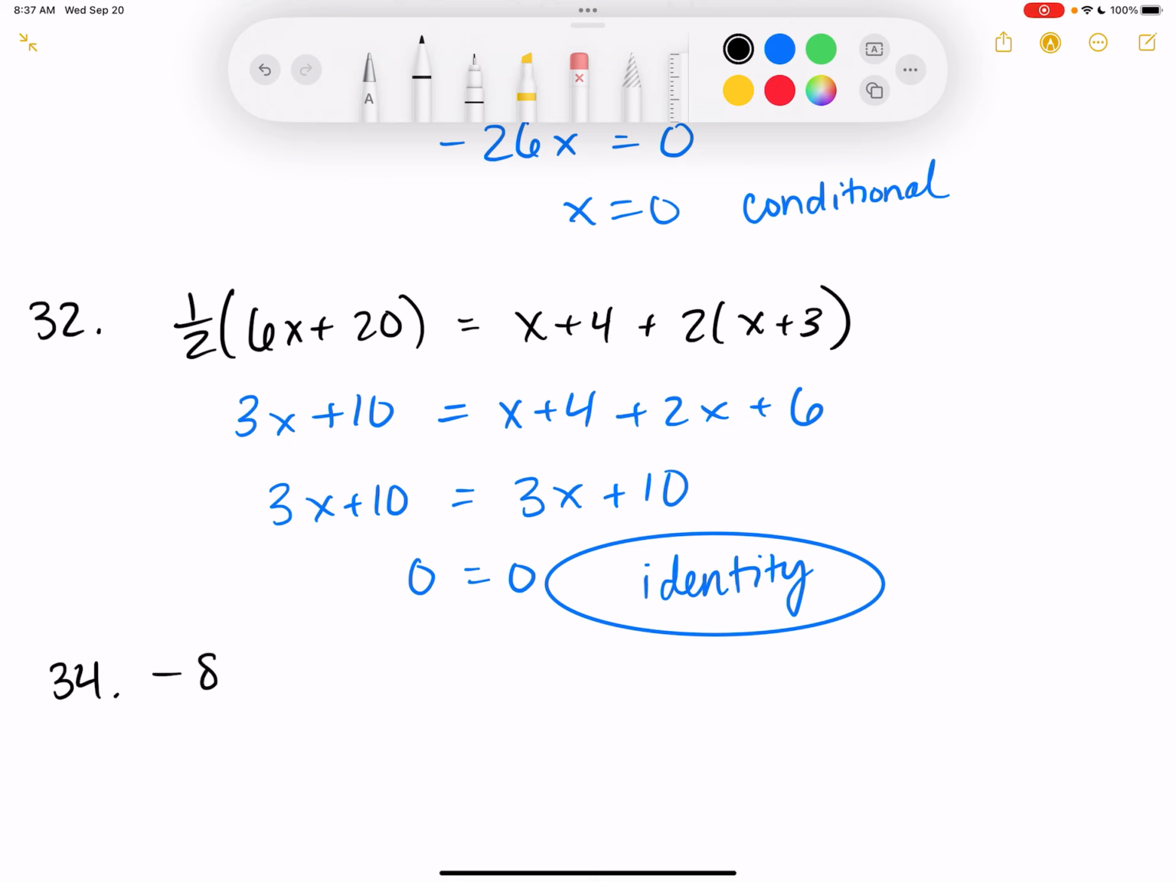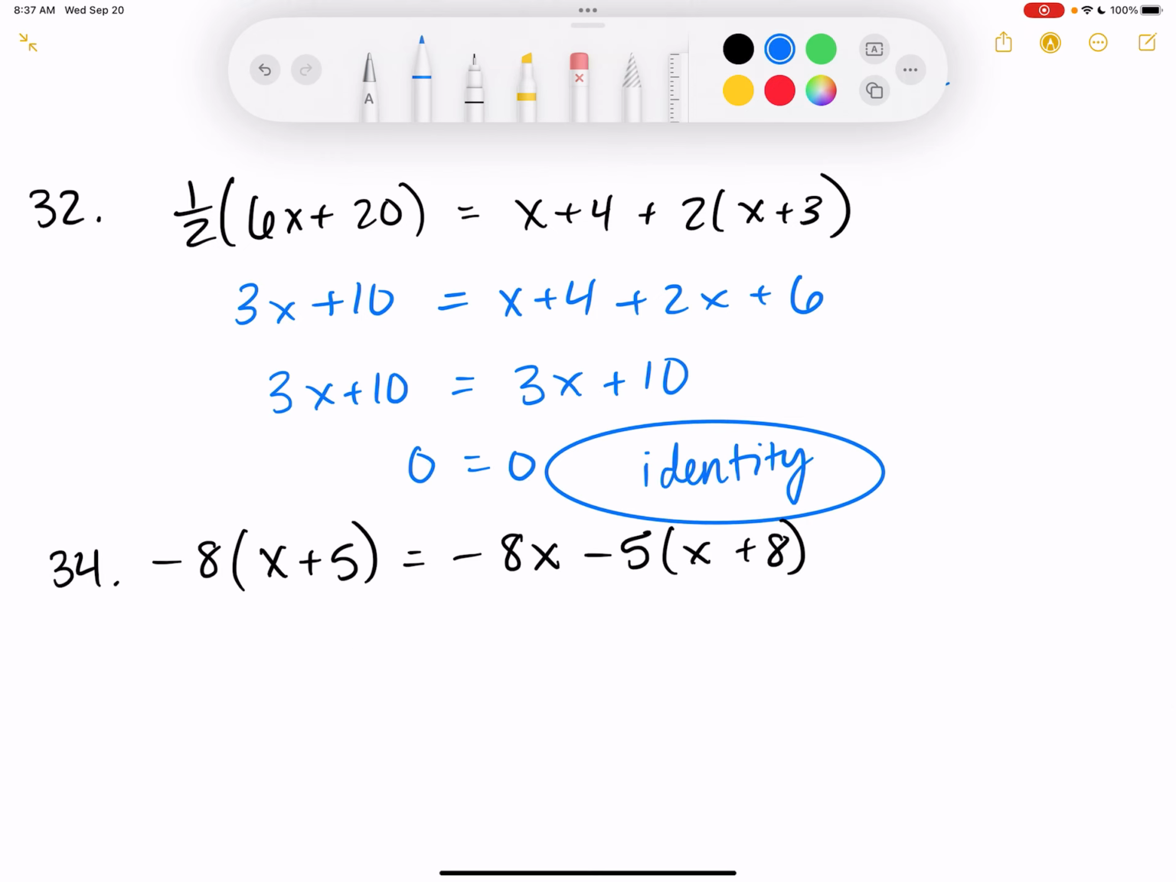34. -8 times x plus 5 is equal to -8x minus 5 times x plus 8. All right, what do I do on this one? Distribute first. So I got -8x minus 40 equals -8x minus 5x minus 40. Now what?